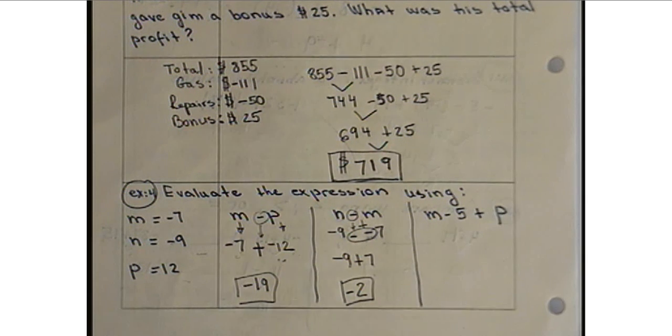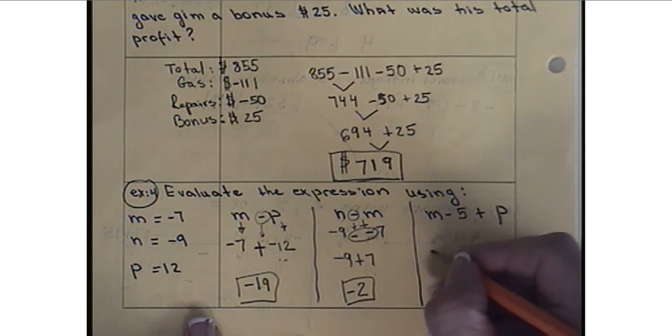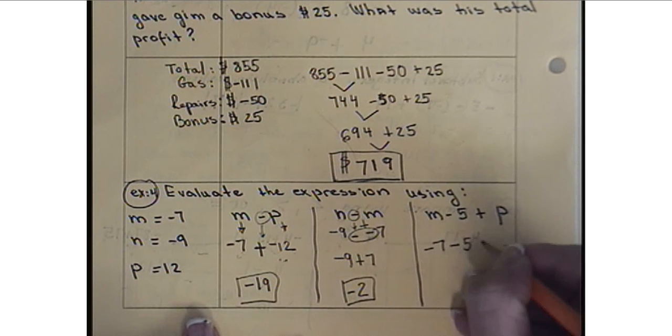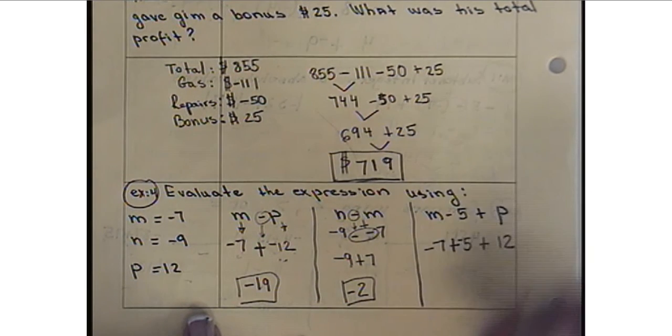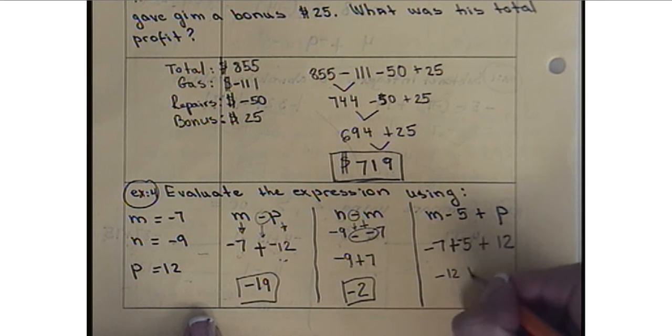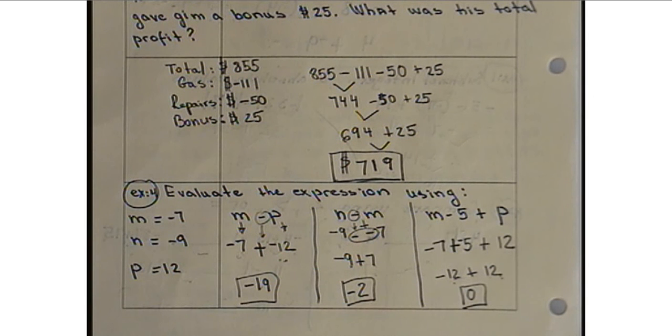And one more to go, the video will be almost done. m minus 5 plus p. So m is negative 7 minus 5 plus p is 12. Negative 7 minus 5, I will change that by my rule. So negative 7 plus negative 5 is negative 12 plus 12. Alright, well, negative 12 plus 12. If we have opposite signs, we gotta subtract those. 12 minus 12 is 0, and none of those actually is larger. And also we know that 0 doesn't have a negative sign, so we just leave it like that as the final answer.